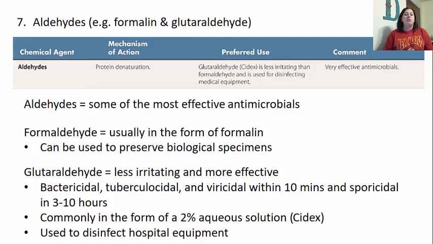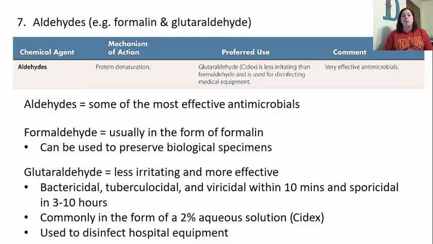We also see the glutaraldehyde. This is less irritating than formaldehyde, and actually is more effective. It is a bactericide, a tuberculocide, meaning that it can kill tuberculosis, which is the mycobacterium, and it's also a viricide within 10 minutes. It's also sporicidal in 3 to 10 hours. All right, so if you leave it on longer, it actually can kill the spores as well.